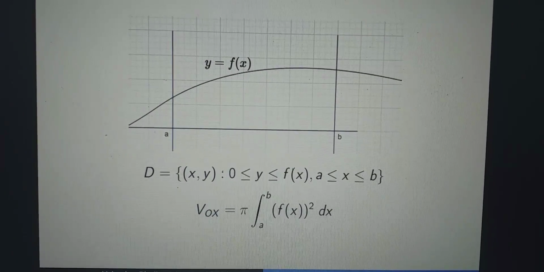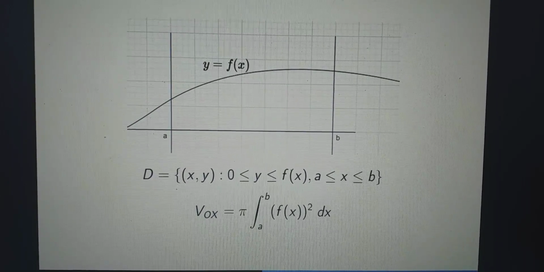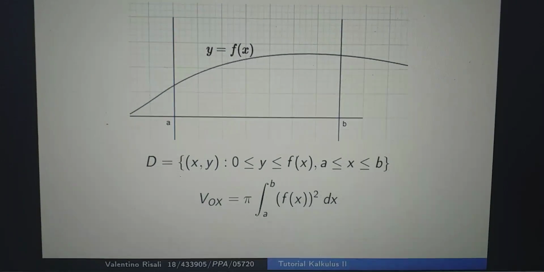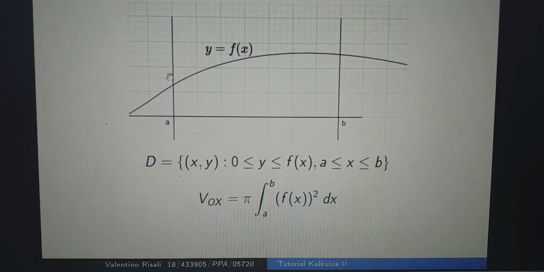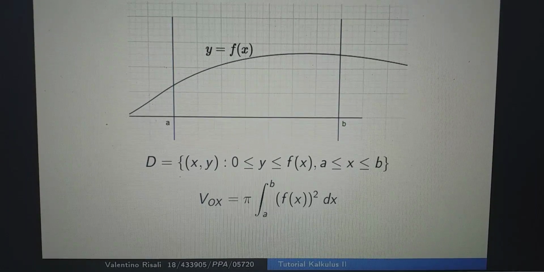Hello, today we will discuss the application of integrals to find volume. Okay, so we will start with the first method. This is the method.